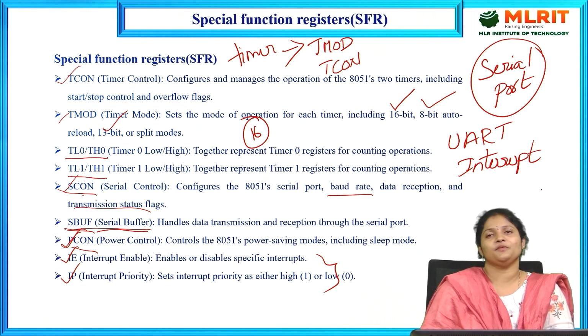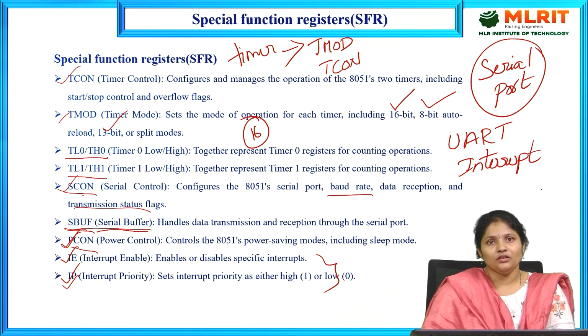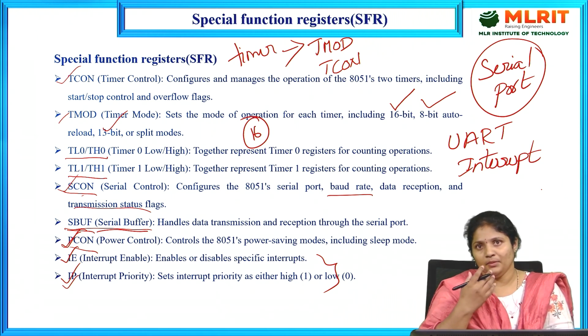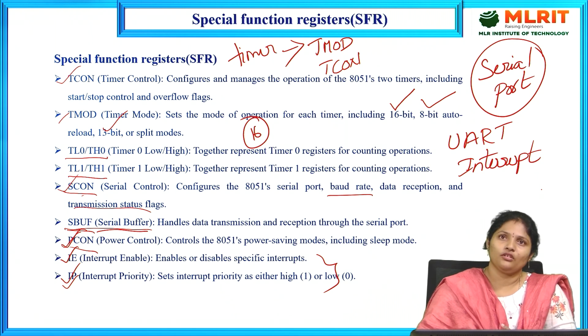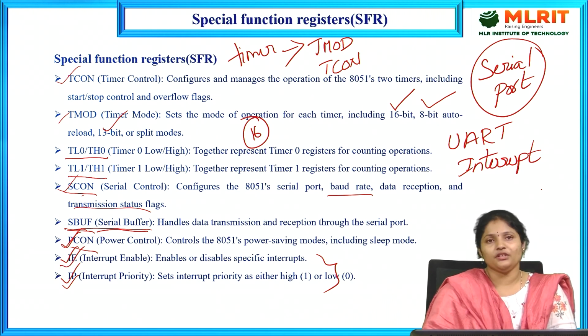If 2 interrupts are enabled at a time, which interrupt needs to be performed first? So there should be a priority. To tell the microcontroller to execute a particular interrupt first, to set the priority of executing the interrupts, we will be using this interrupt priority. And if I want to enable a particular interrupt, or the controller needs to disable interrupts, this special function register IE will be used to enable or disable the interrupts.